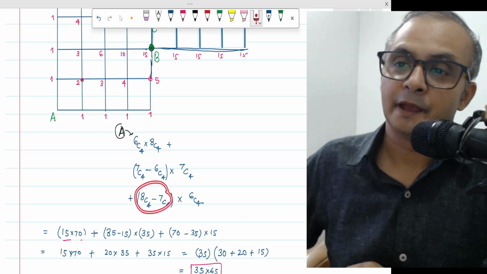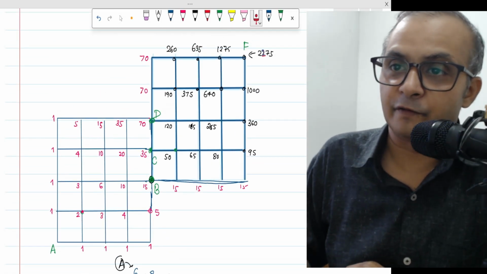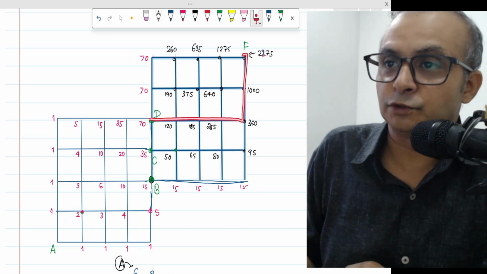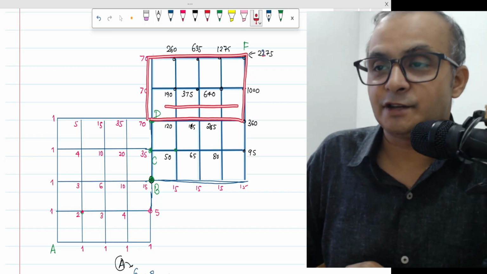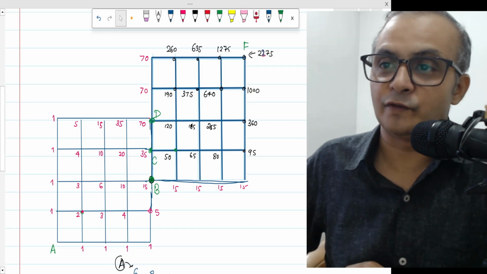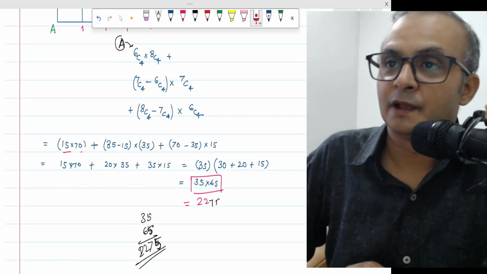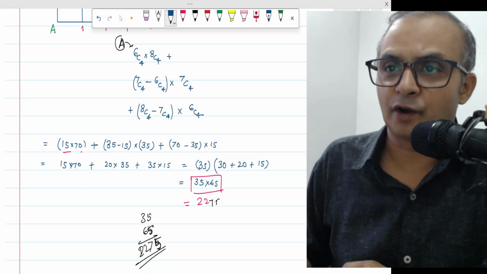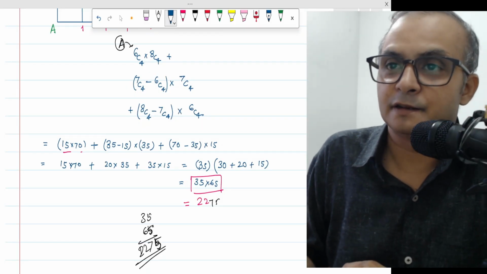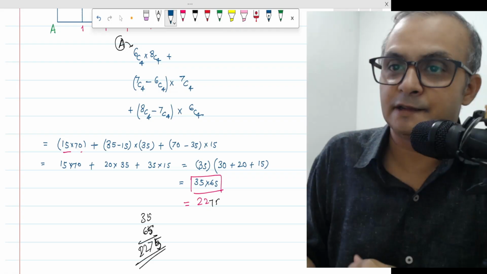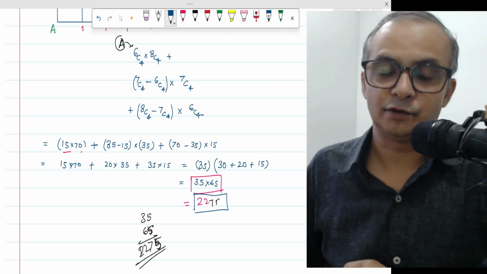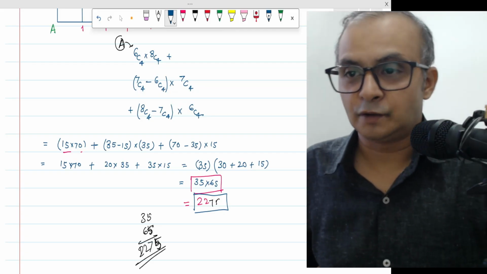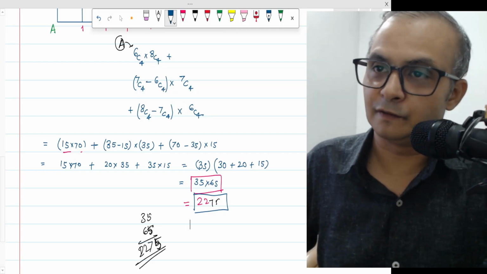Now you are at the position of D, and from there you want to move to F. I have 1, 2, 3, 4 right and 2 up, so 6C4 will be there, and you multiply them. After that it's not so hard. 6C4 is 15, 8C4 is 70, and so on. You do the calculation and you get the same answer, 2275. And this is the way we can solve this question.